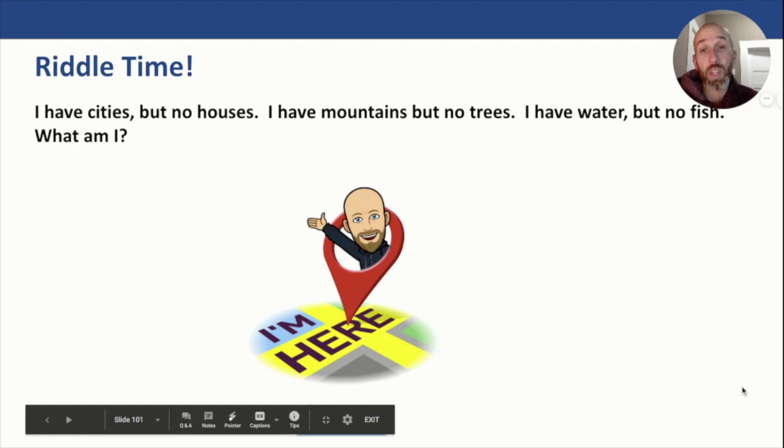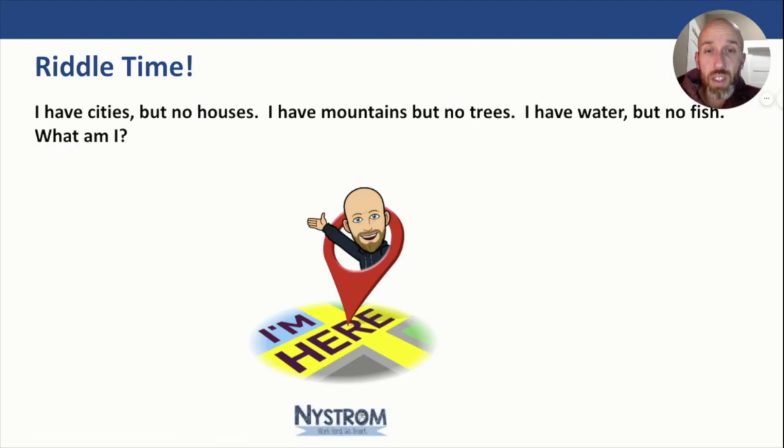Let's see how you do on Tuesday's riddle. I have cities but no houses. I have mountains but no trees. I have water but no fish. What am I? Cities with no houses, mountains with no trees. Oh my, this is a confusing one. Let's see how you do. I look forward to seeing your answers, and we will share those on Wednesday.